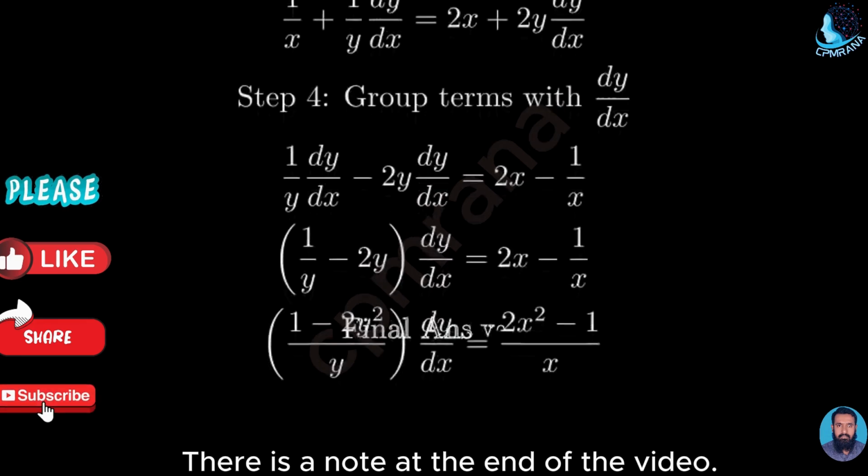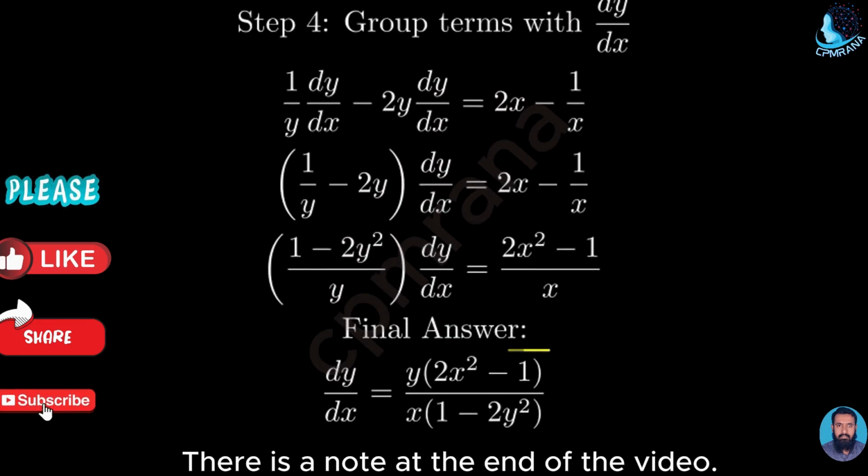Finally, we can solve for dy/dx by multiplying both sides by y over 1 minus 2y squared, and the right side becomes 2x squared minus 1 over x. This gives us our final answer. dy/dx equals y times (2x squared minus 1) over x times (1 minus 2y squared).